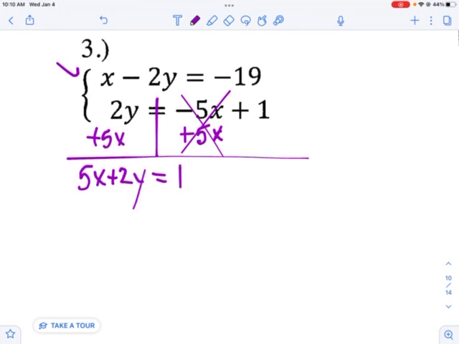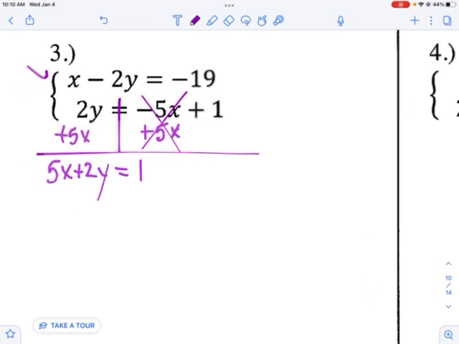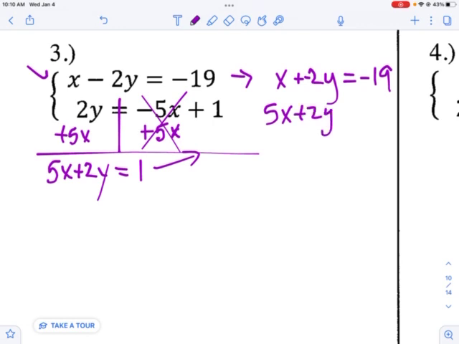So let's rewrite them. I got x minus 2y. Again, we could do plus negative 2y equals negative 19. And then I'm going to just write that up there. 5x plus 2y equals 1. I look at my terms. Will anything eliminate if I add vertically? You betcha. We got negative 2y and 2y.